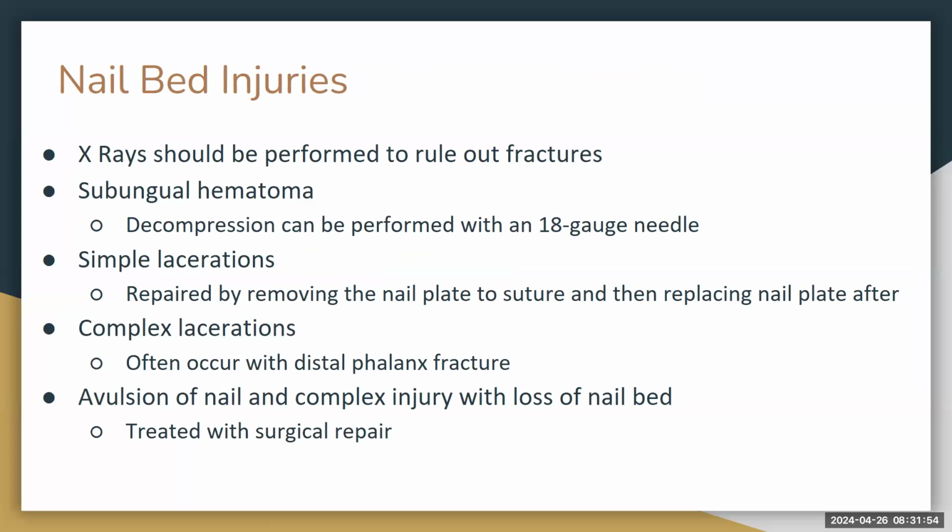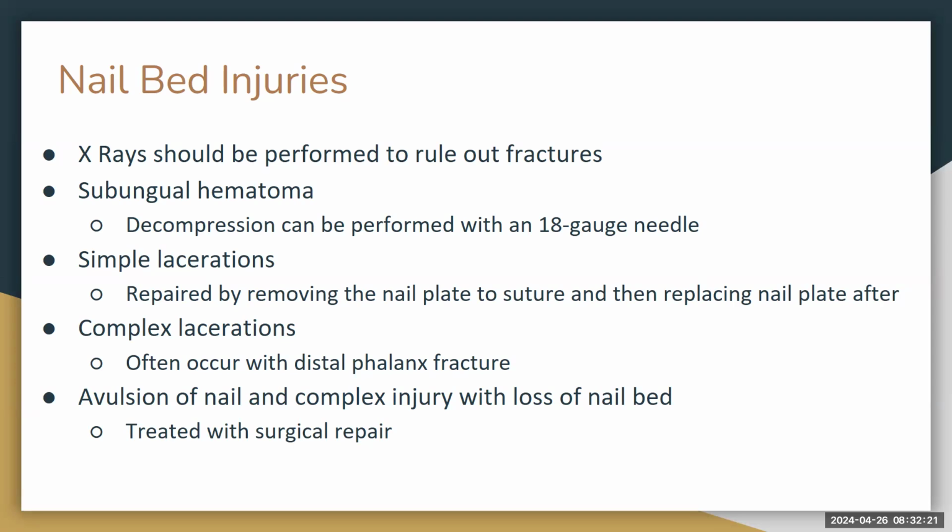All righty. Next, nail bed injuries. So again, x-rays for fractures, subungual hematomas. These can be decompressed. This can be done with an 18 gauge needle or cautery. The rule, I believe Dr. McFarland had mentioned it to me, would be 50% of the nail. If it's covered up, they would benefit quite a bit from it, but you could do these pretty simply in the office, which is nice.